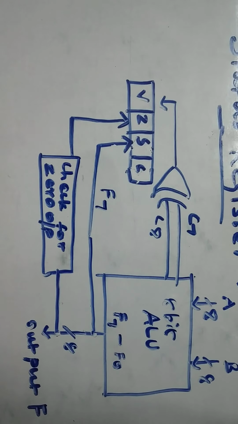Then when can we get the overflow? Suppose you are adding a positive value and another positive value. Here the sign value will be represented again with the help of a bit.